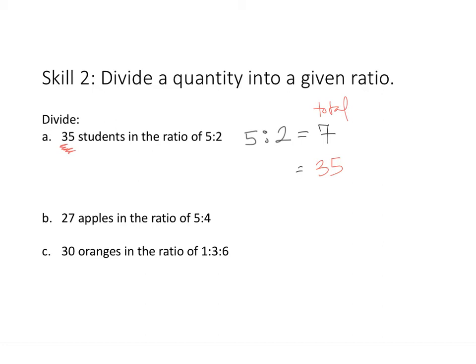So let's think to ourselves, 7 times what makes 35? 7 times 5, which means we have to scale this ratio up by 5. So 5 times 5 gives you 25, 2 times 5 gives you 10. So when you divide 35 students in a ratio of 5 to 2, you'd be dividing them into 25 to 10. And 25 plus 10 makes 35. So using this same idea, go ahead and complete B and C. Pause the video.